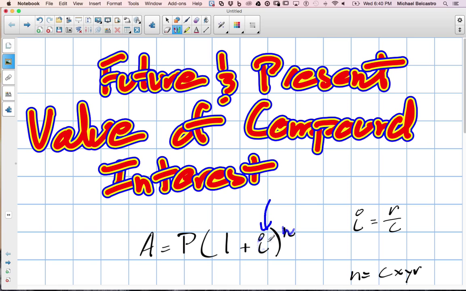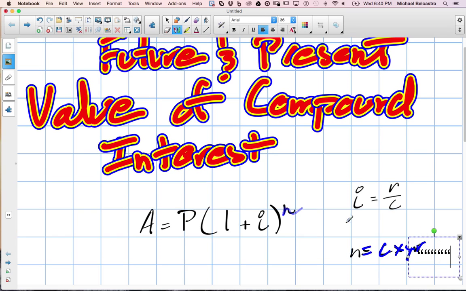The i, for instance, usually stands for interest, but it's actually compound interest, which means we have to calculate the compounded interest. i is actually the interest rate divided by the compound period, and we'll talk about what those two are. And n is the number of terms, and the number of terms is the compound period, usually times the number of years. Okay, so let's look at the first question.